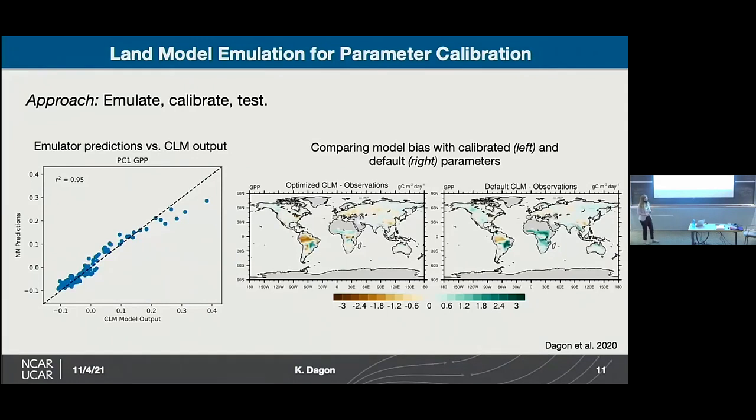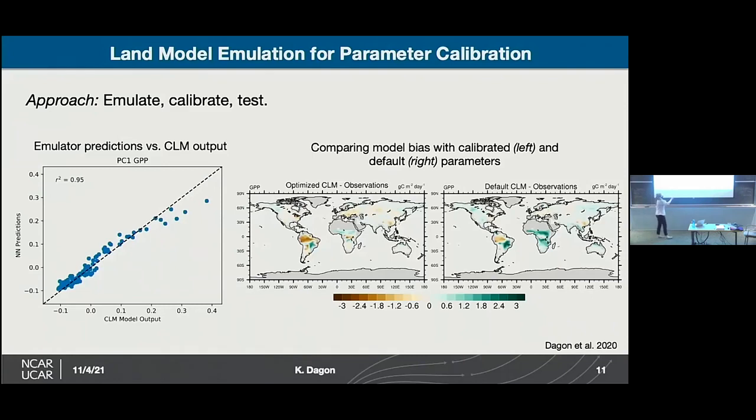We can still build a cost function that accounts for all 6 of those targets, and ask the emulator: give me the best, in heavy quotation marks, best fit parameters to observations, to minimize the distance between the emulator predictions and the observations themselves. And then we can take that best fit parameter set and run it back through the full land model to test it. So that's the test step.